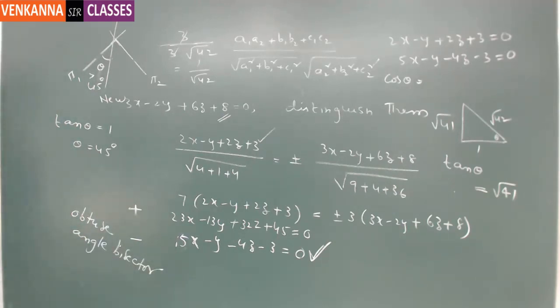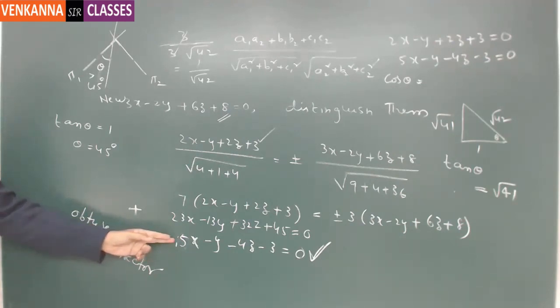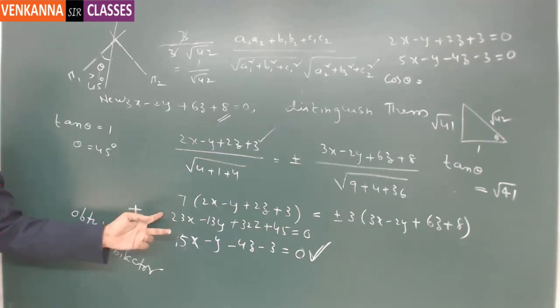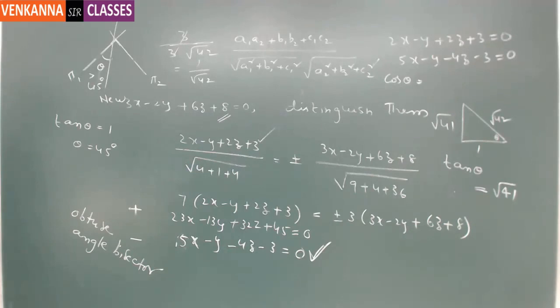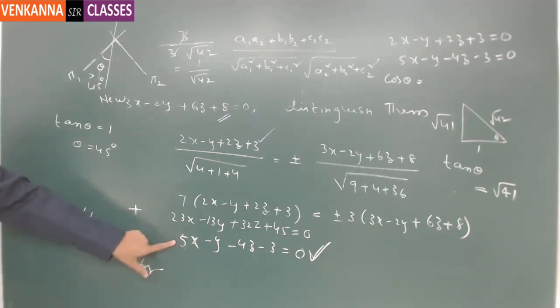Because whenever two planes intersect, one angle will be acute, another will be obtuse. So this plane equation is obtuse angle bisector, whereas the other one is acute angle bisector. So this is the distinction between these two. Now you can ask one more question in this problem perspective, that it is 5x, right, not 15x.